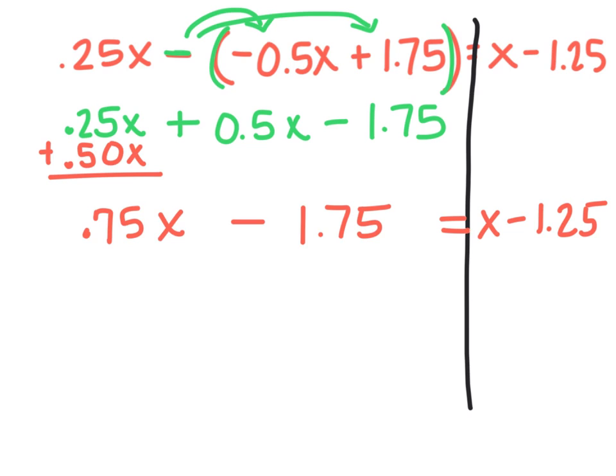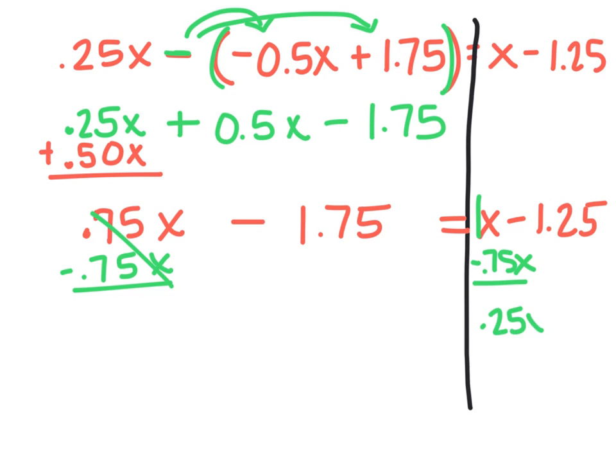Okay, so now start with your x's. Which is smaller, 0.75x or x? Well, this isn't even a full x. This one is. So I'm going to take away 0.75x. So subtract 0.75. Over here, I'm going to subtract 0.75x. When I do that, remember, think of this as a 1. So 1 take away 0.75 gives you 0.25x. And then minus 1.25 equals, on this side, I still have negative 1.75.